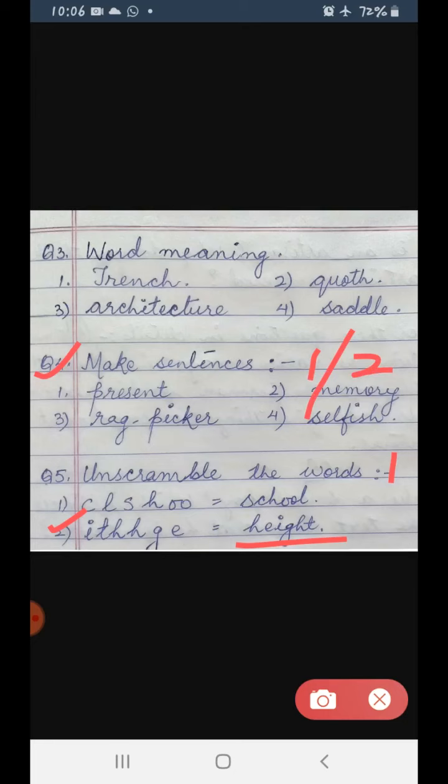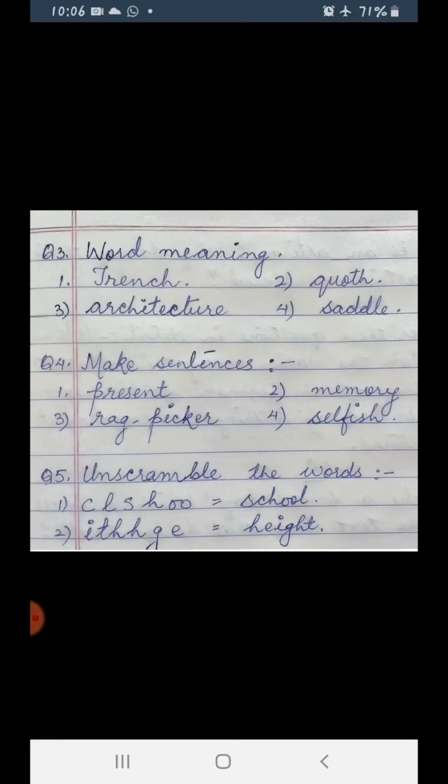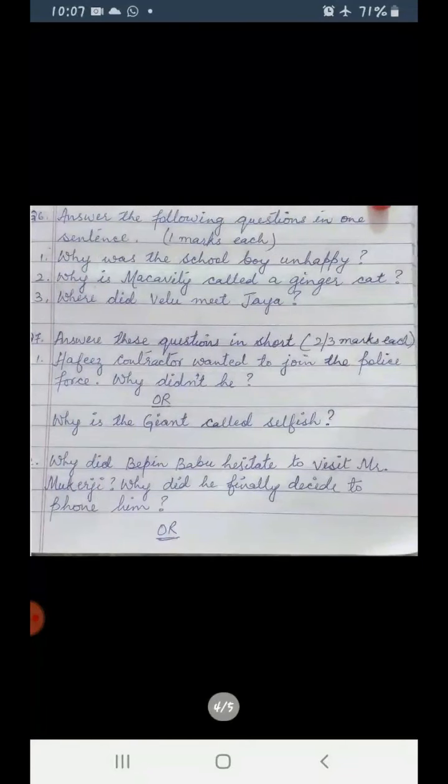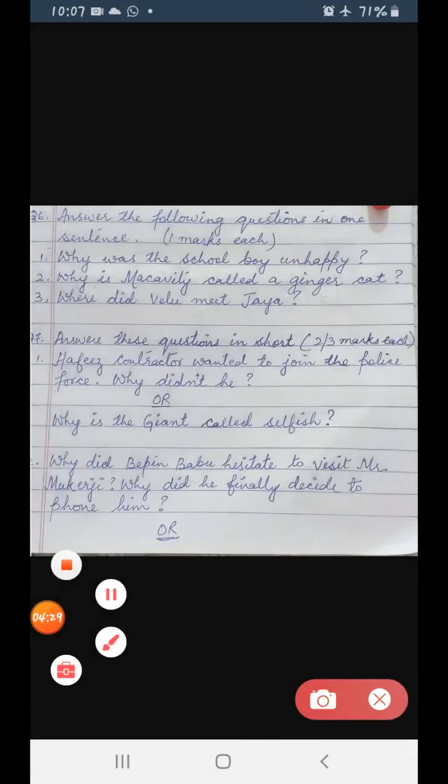Clear? Next, okay, so now comes question answers. So here I am dividing question answers into 3 parts. The first part contains 1 mark each, where we have to answer the questions in 1 sentence. In the second part, the question is given in short. That means you have to answer in something like 4 to 5 lines, and it carries 2 to 3 marks each.